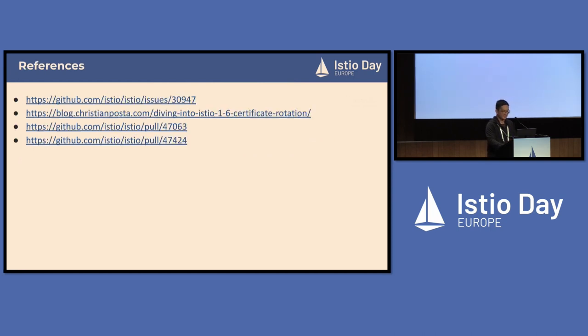And here are the references. The first one is the issue about the old behavior, and the second one is the great book written by Christian Posta long ago. You can see it was just Istio 1.16. And the remaining two are our pull requests. You can check out the details, and maybe you can find some mistakes made by us.